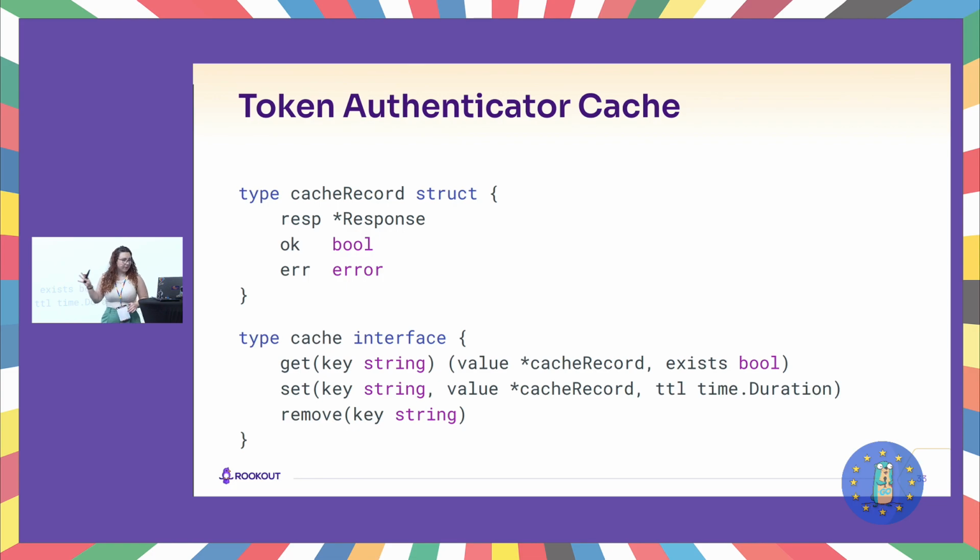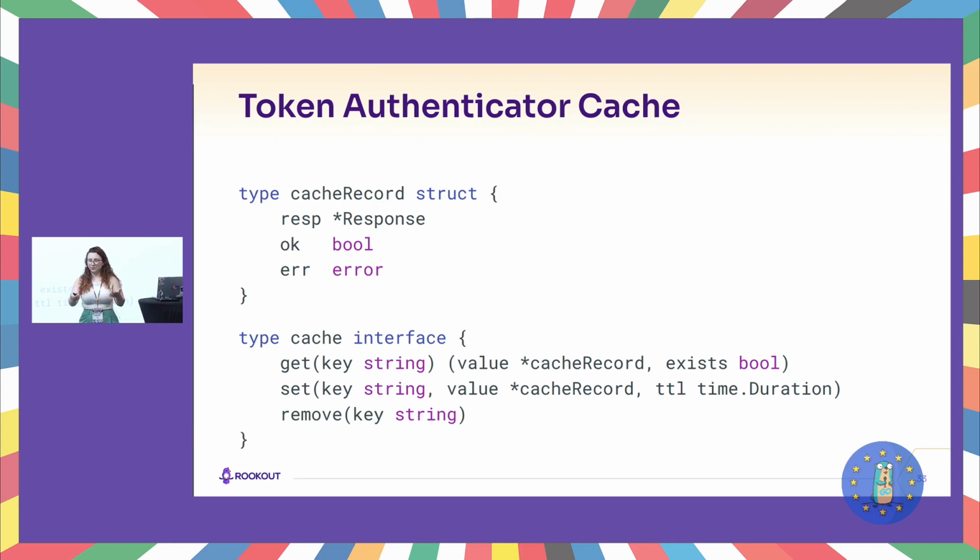Another thing we already have implemented is a cache. So we'll have a cache record, which will hold the response. This basically holds exactly what was returned from AuthenticateToken, right? The response, whether it exists, and an error if an error occurred. Now we'll have an interface for our cache, which will just get the authentication status or the cache record for a certain token, set the token with a certain time to live, so after that time the token will be removed from the cache, or just remove it manually using the Remove method.